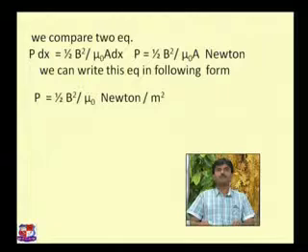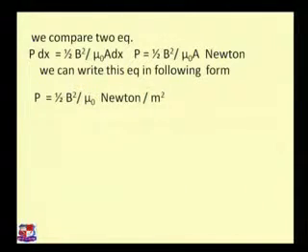We can write this equation in the following form: P is equal to 1/2 B square upon mu 0 Newton per meter square. If we want the lifting power of the magnet per meter square, we divide by the area, and we get this equation in Newton per meter square.